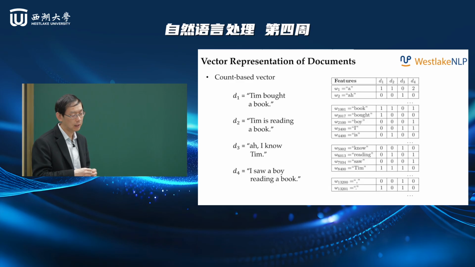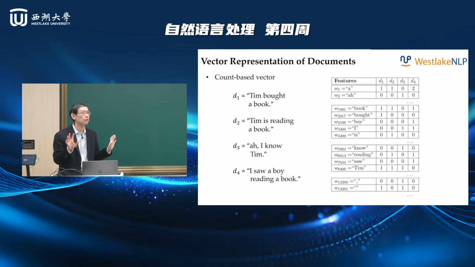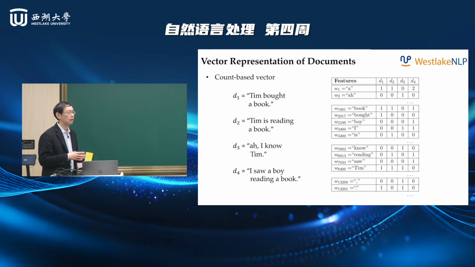So for D1, right? We have a count of 1, and Tim will have a count of 1, and bought and book, right? And period. So in addition to these 5 words existing in the document, all the other entries are zeros, right? So this is a very sparse vector. Remember, sparsity means the number of zeros in a set of items. Okay, so it's a sparse vector.